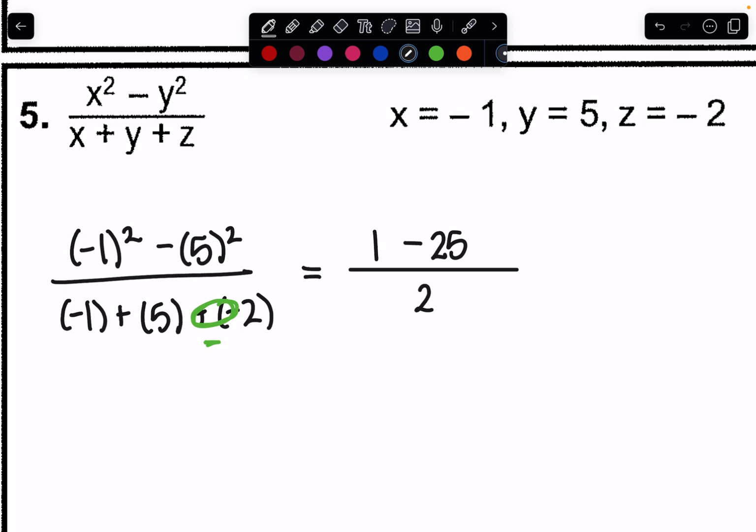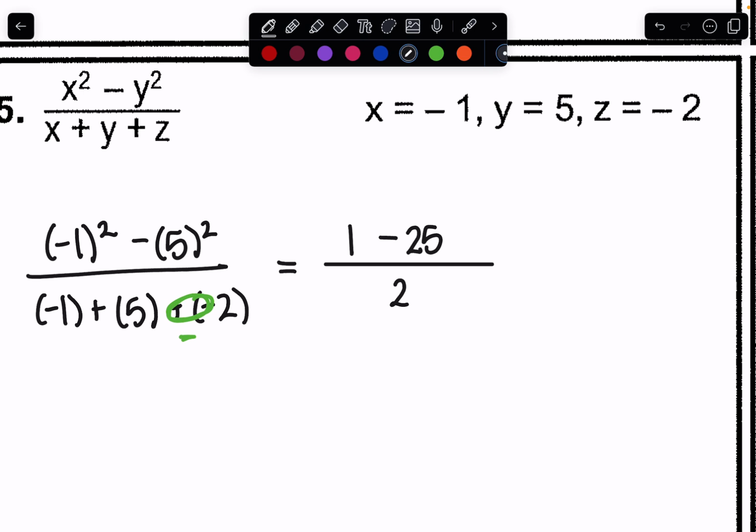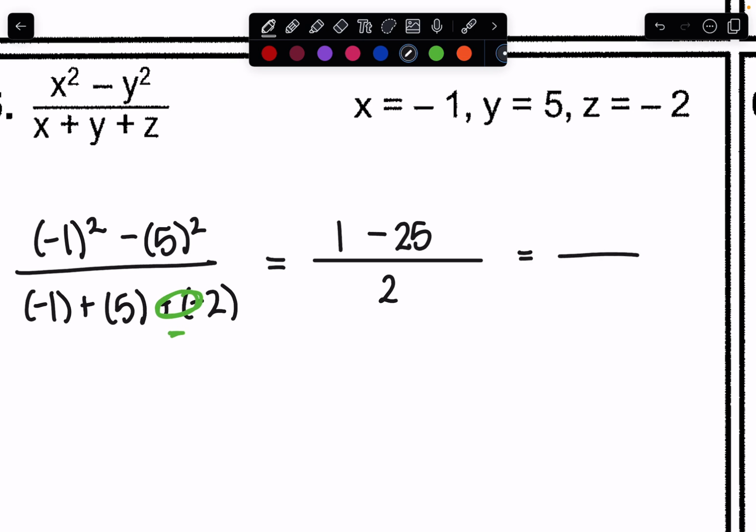So when you're adding numbers like that, you don't really have to put the parentheses around them. It may be helpful, but you don't have to. All right, then we still keep going. The top part needs to be simplified one more time. 1 minus 25 is -24, all over 2. Then -24 divided by 2 is -12. And there would be my answer.